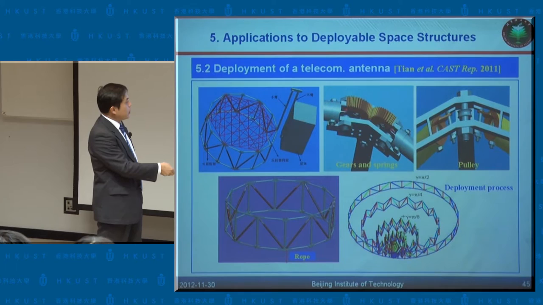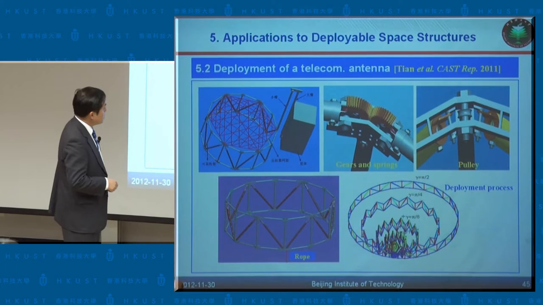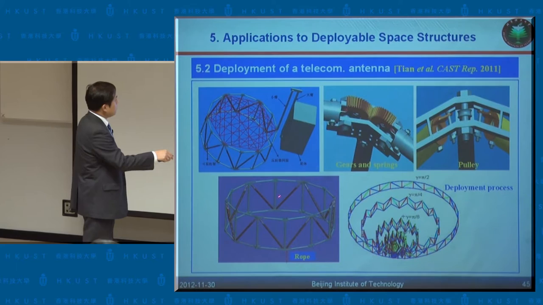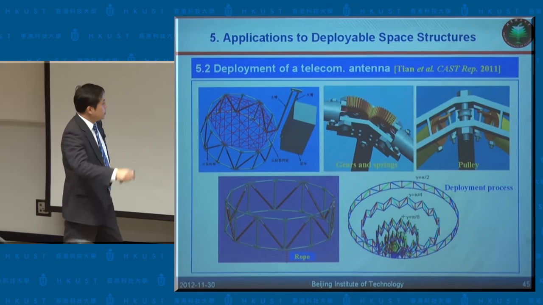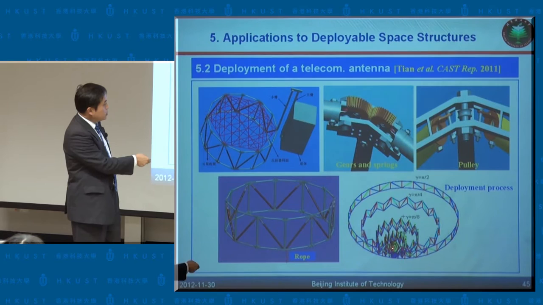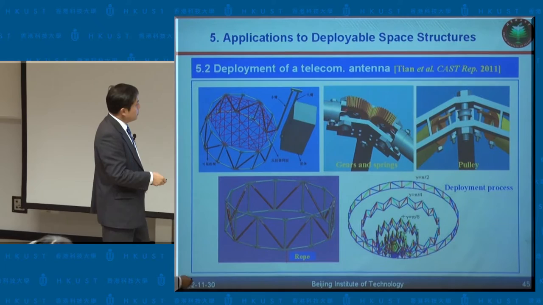And how can we complete the deployment? Because we put a rope in the pipe here. One rope goes this way and then turns here. You can imagine that if you pull the rope, the antenna will be shrunk, will be compacted into this corner. And then if you let the rope go, the hoop truss will be gradually deployed.